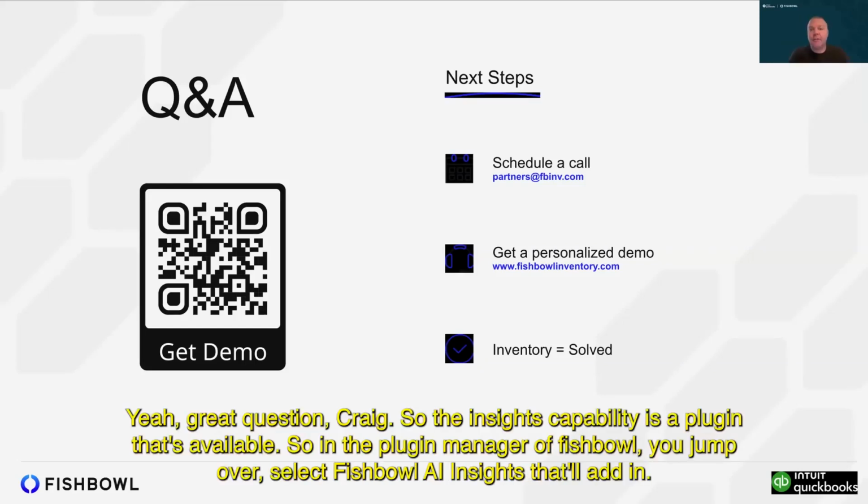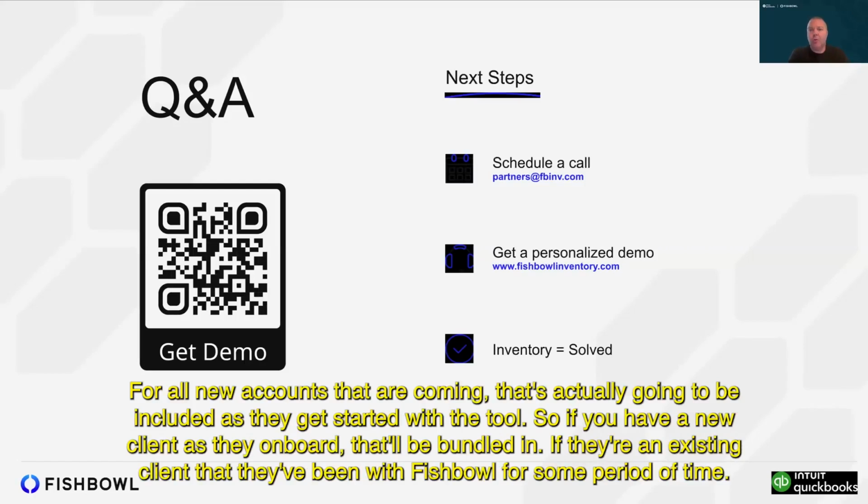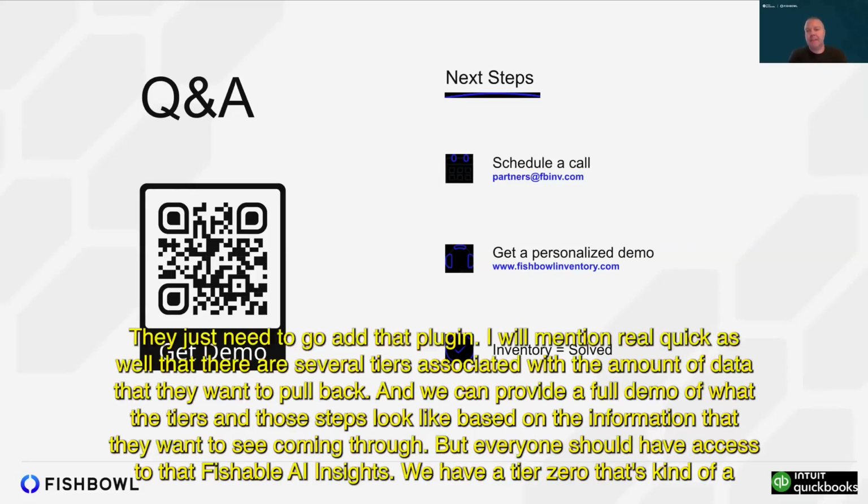Yeah, great question, Craig. So the Insights capability is a plugin that's available. In the plugin manager of Fishbowl, you jump over, select Fishbowl AI Insights, and that'll add it in. For all new accounts that are coming, that's actually going to be included as they get started with Fishbowl. So if you have a new client, as they onboard, that'll be bundled in. If they're an existing client that has been with Fishbowl for some period of time, they just need to go add that plugin.